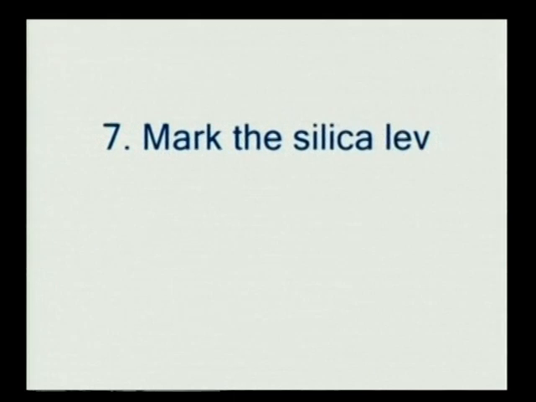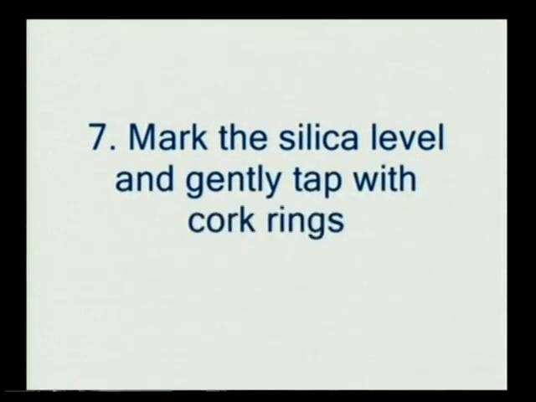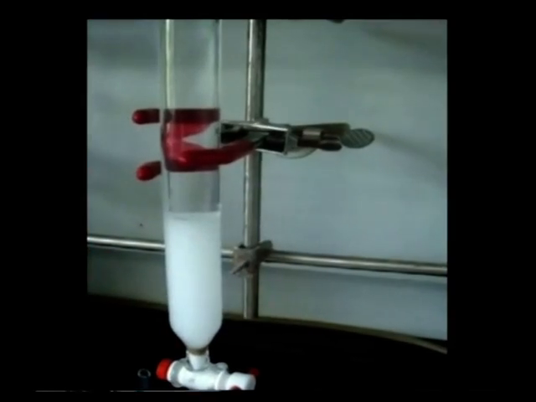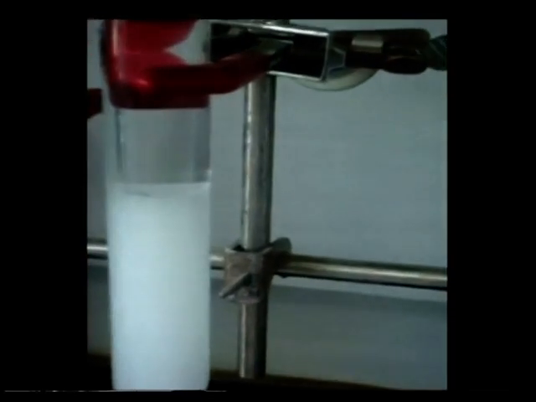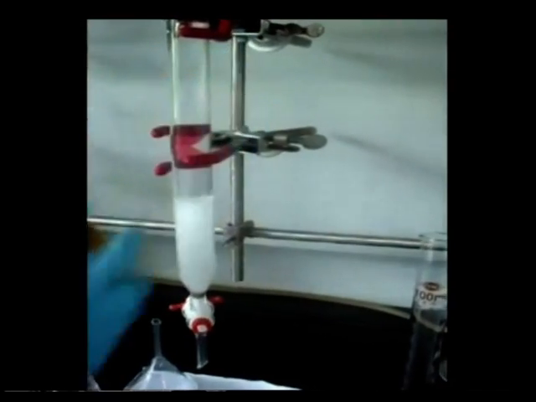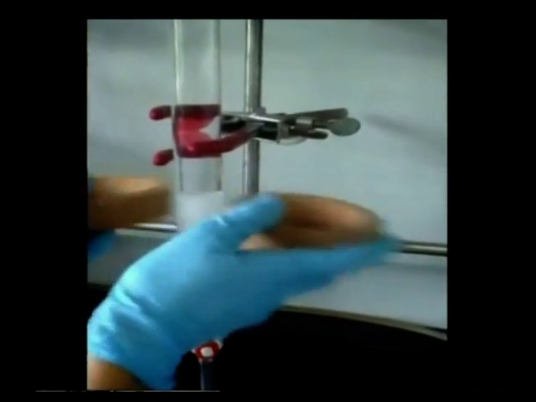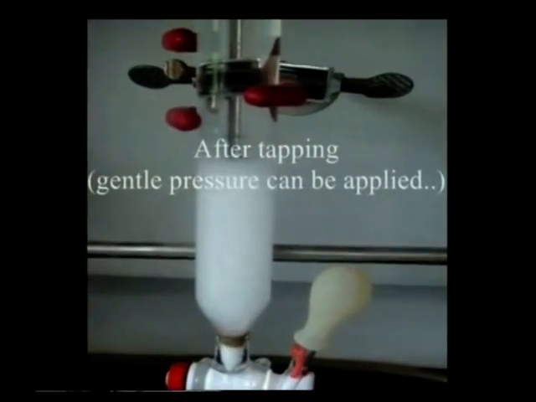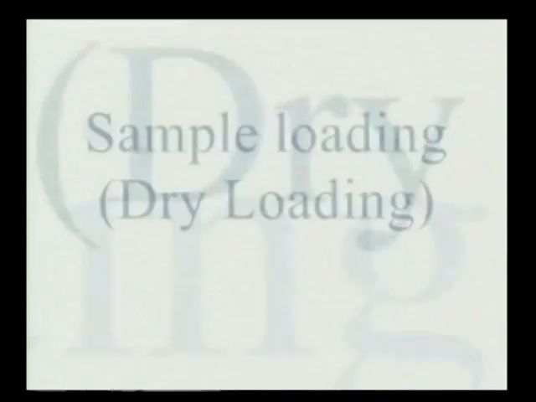This is the adsorbent, silica, showing you, and mark the silica level and gently tap using cork rings or other soft materials. Here we are using two rubber corks to tap the column. Tapping should be very smooth and we have to rotate while tapping so that it adjusts itself in the column. After tapping, a small amount of pressure can be applied.